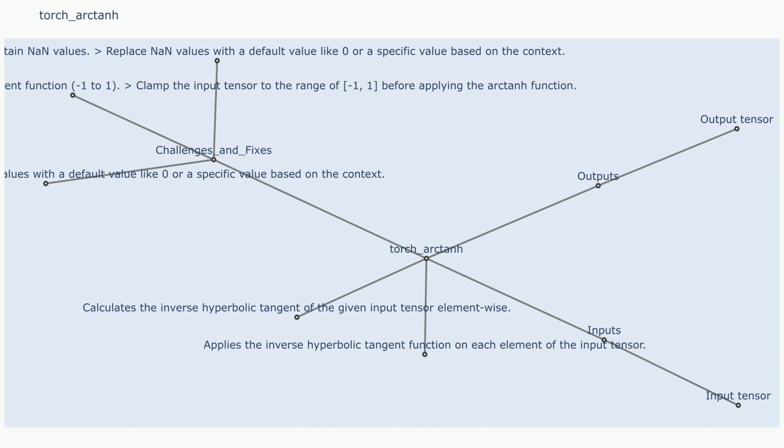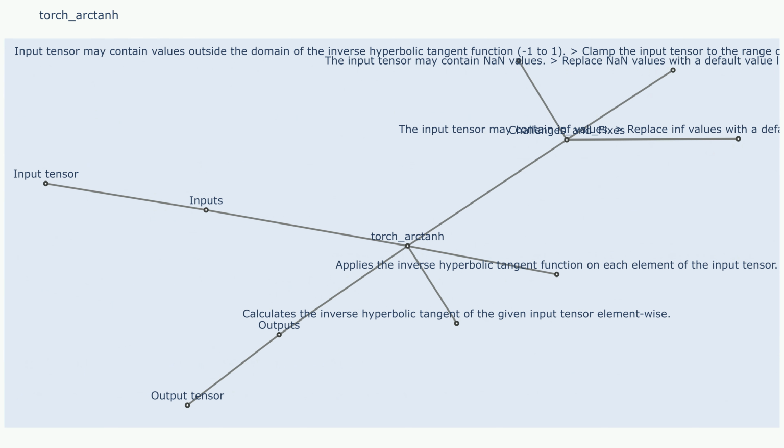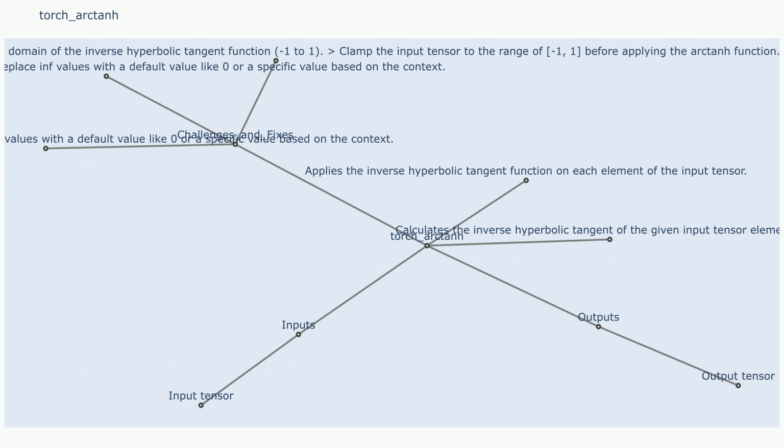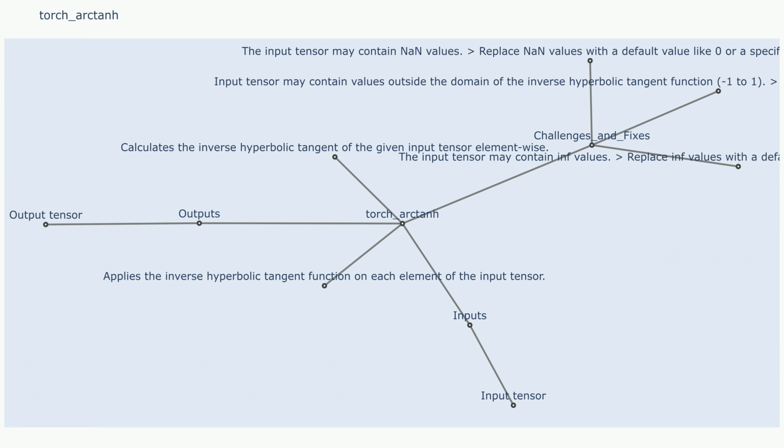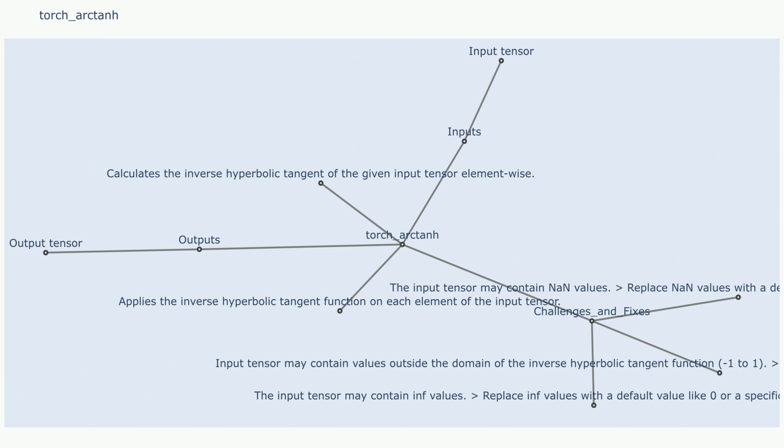Steps. The function calculates the inverse hyperbolic tangent of each element in the input tensor. Challenges and fixes. Challenge 1. Input tensor contains values outside the range of -1 to 1. Sample use case that resulted in challenge 1. If the input tensor contains values greater than 1 or less than -1, the function will return NaN, not a number, for those elements.